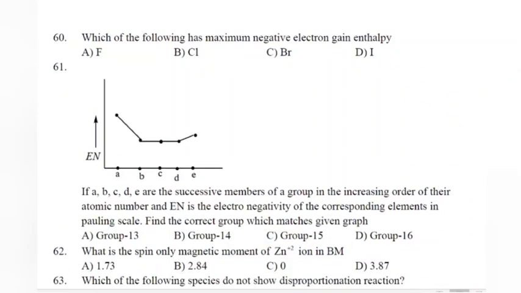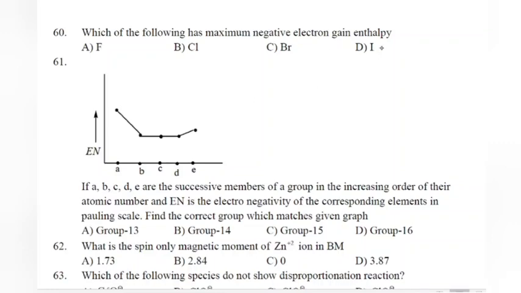Which of the following has maximum electron gain enthalpy? Halogens. It's a basic question. We know already the chlorine electron affinity is high when compared to fluorine. It's an exceptional case because the fluorine is a small atom. Repulsions will be there among the inner electrons. So the order will be chlorine greater than fluorine greater than bromine greater than iodine, right? So, what is the correct answer? This B is the correct answer.